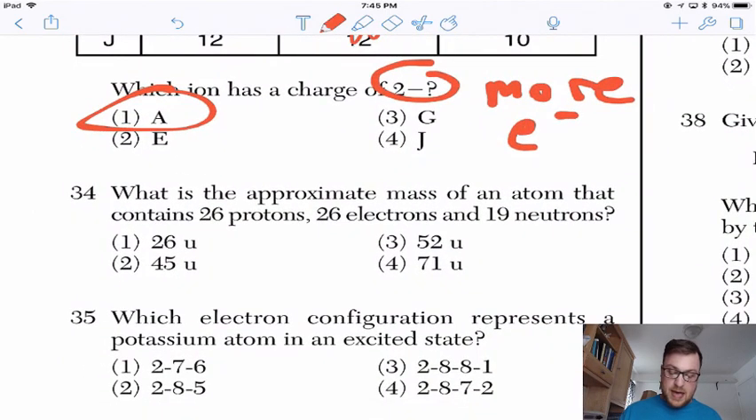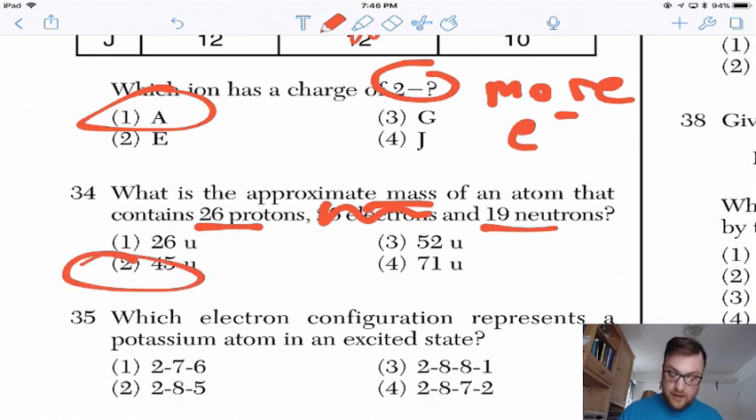What is the mass of an atom that contains 26 protons, 26 electrons, and 19 neutrons? Electrons don't matter for the mass, so we're going to ignore them. Mass is protons plus neutrons. So here we're going to do 26 plus 19 and get 45.